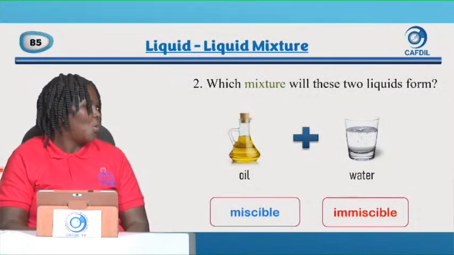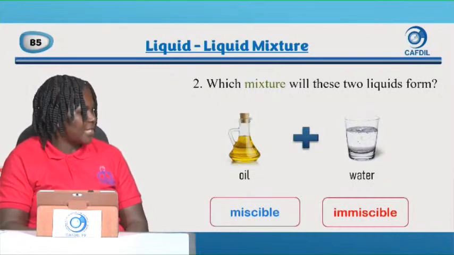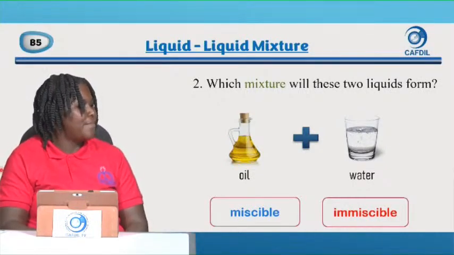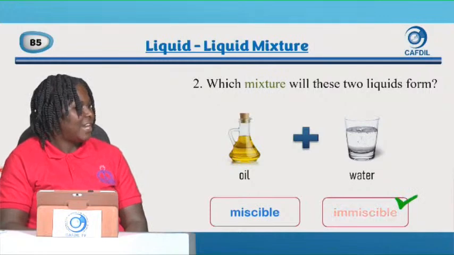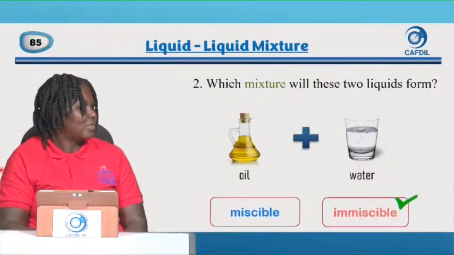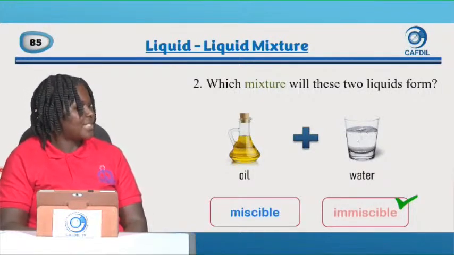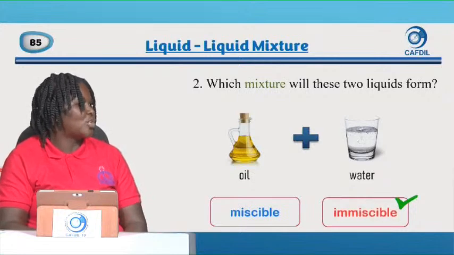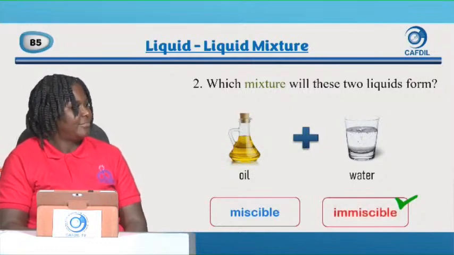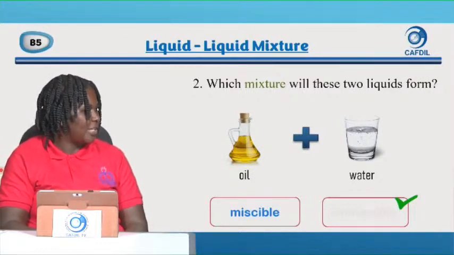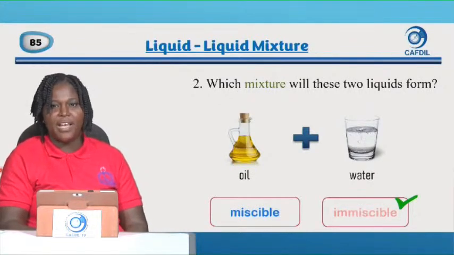Question number 2. Which mixture will these two liquids form? Oil and water. Is it miscible or immiscible? Now they form an immiscible mixture, because when the water is mixed with the oil, the oil, being lighter, will settle on top of the water. Since the water is heavier, it will be at the bottom and the oil will be on top. So they will form an immiscible mixture.